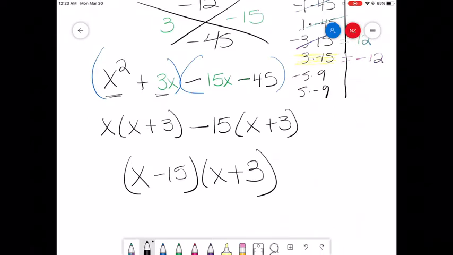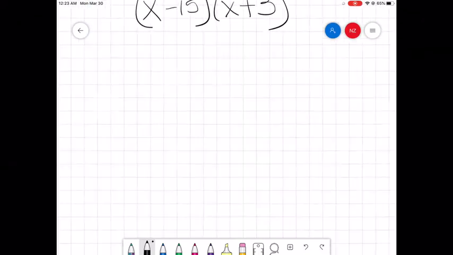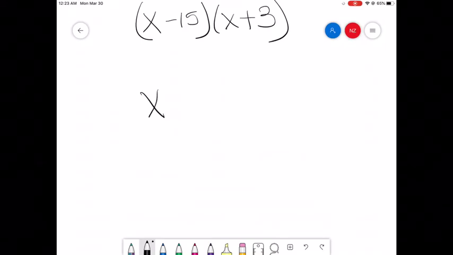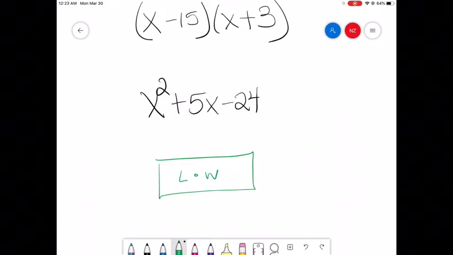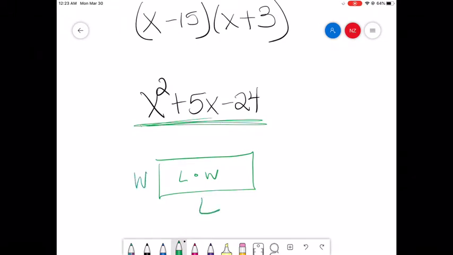Alrighty, last question, an application question. Write the expression for the length and width of a rectangle whose area is given by x squared plus 5x minus 24. So if you picked up on here, we're just going to do the same thing. Let me draw you a picture real quick. We have a rectangle and we want to find the area. In order to find area, we multiply length times width. So in order to get the length times width, we already have our area. We want to know what is the width and what is the length.